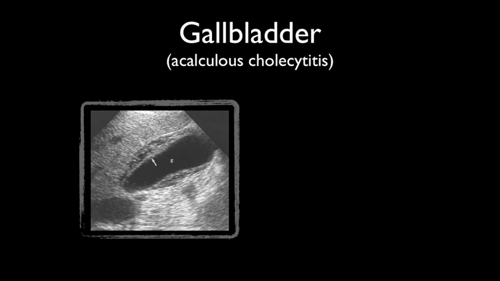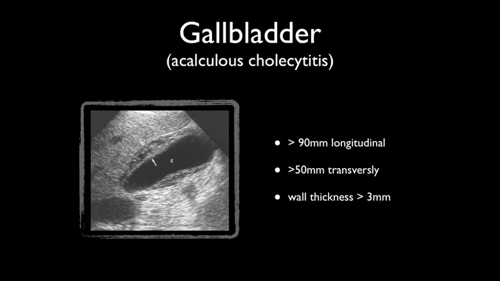Acute acalculous cholecystitis is the most common cause of postoperative cholecystitis. Although the exact mechanism is unknown, many believe it is due to an ischemic insult of the gallbladder. Furthermore, the diagnosis is usually one of exclusion, made after percutaneous drainage and improvement of symptoms. Nonetheless, the features typically seen are as follows: an enlarged gallbladder greater than 90 millimeters longitudinally, transversely measuring greater than 50 millimeters, and a gallbladder wall greater than 3 millimeters thick.